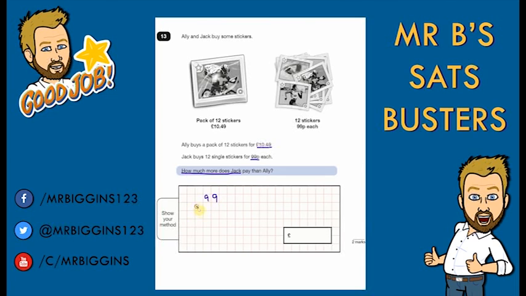Okay, and he's bought 12 stickers. So I'm going to do 99 times 12. You could do a repeated addition, but I think this will be quicker. So this is the way I would do it.